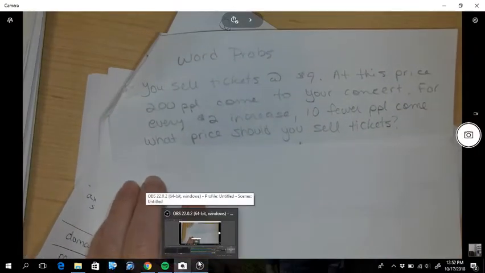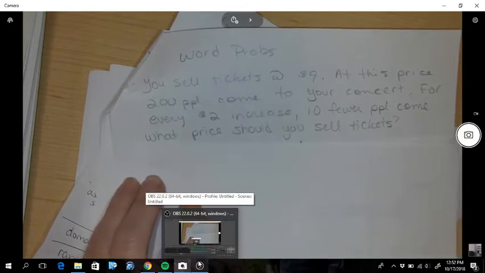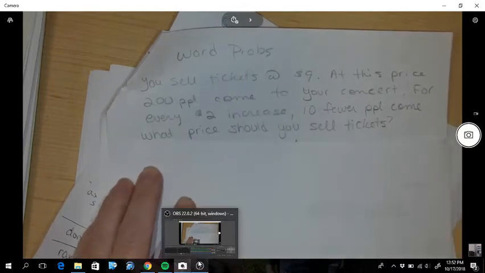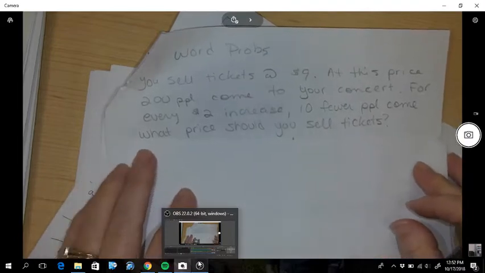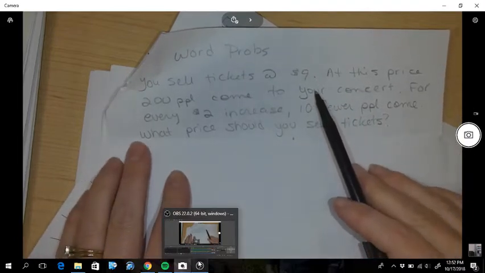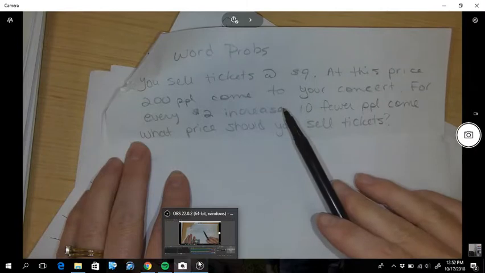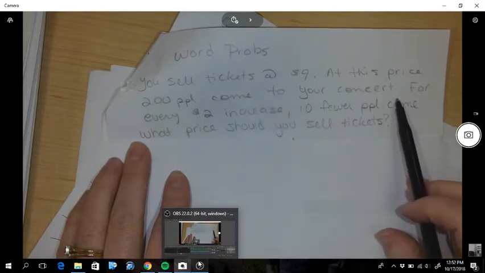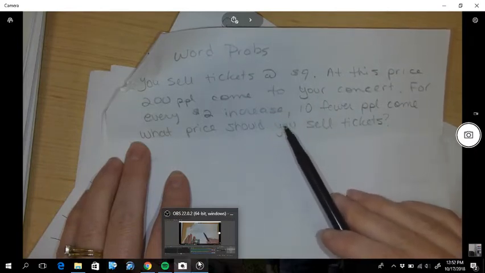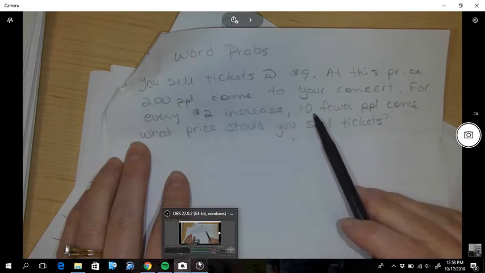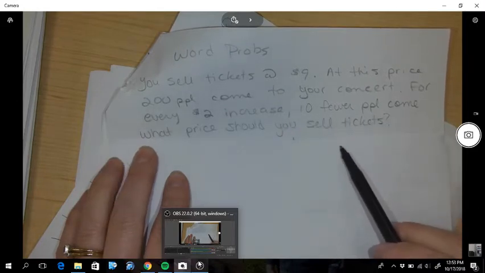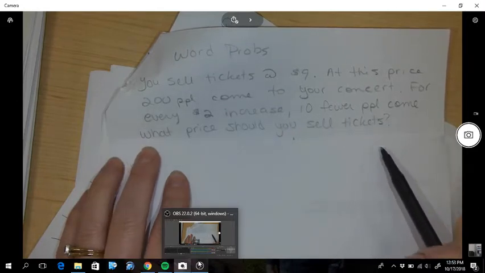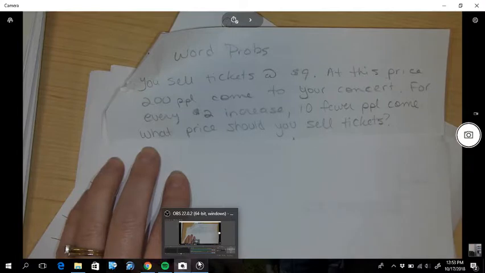Okay, I'm going to do word problems today. I'm going to give you a first example. This is a profit type. You sell tickets at $9. At this price, 200 people come to your concert. For every $2 you increase your ticket price, 10 fewer people come. What price will maximize your revenue? Because that's what price you should sell your tickets at.